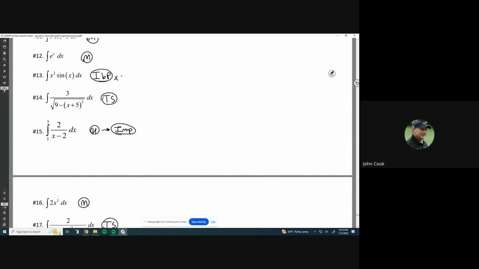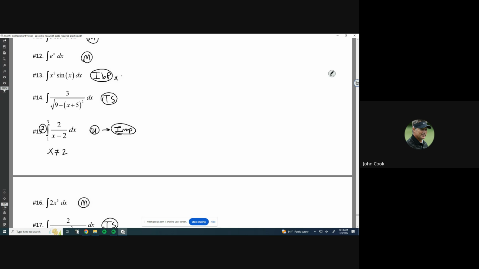So it doesn't look like it's improper based off of just a first glance, because there's no infinities, but take a look at the domain. So x is not allowed to be equal to 2, and 2 is smack dab in the middle of that boundary between 1 and 3. So when you have an improper integral and you have an asymptote in the middle of the boundary, you need to split it into 2 separate integrals when you're working on it.